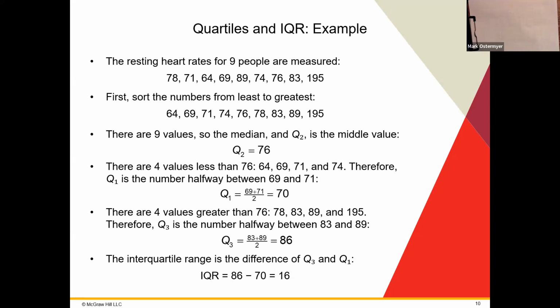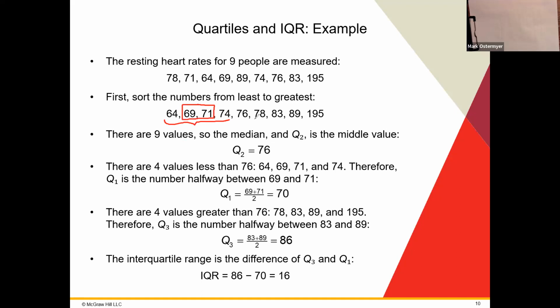So the median, or the second quartile, or the 50th percentile, would be 76. 76 is the middle of this data set. 4 observations below, 4 above. There are 4 values less than 76, namely 64, 69, 71, and 74. So to find the first quartile or the 25th percentile, all we got to do is find the median of the lower 4 data values. And since there's an even number of data values below the median, 4 observations, the first quartile is going to be the average of the middle 2 data values of the lower 4. So the first quartile is the average of 69 and 71, which gives us 70.